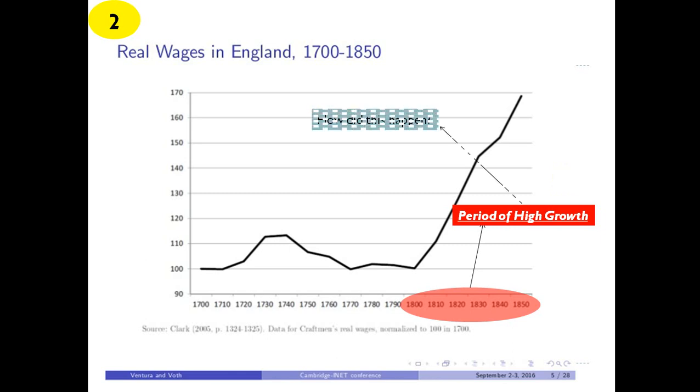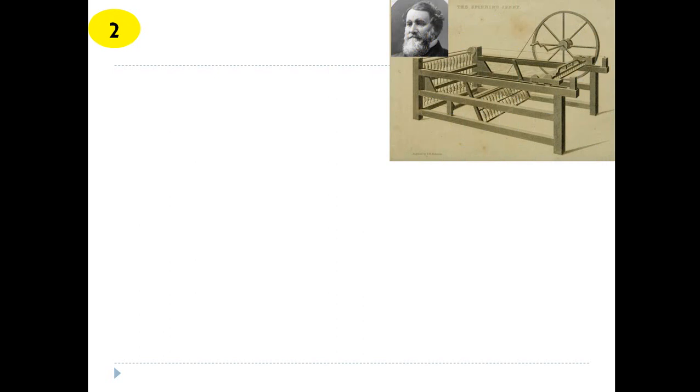What resulted in this period of high growth? The reason lies in the period preceding it. What happened in this period? A number of things. To start with, this machine, which goes by the name spinning jenny, was invented by James Hargreaves in 1764. This is the guy, James Hargreaves.